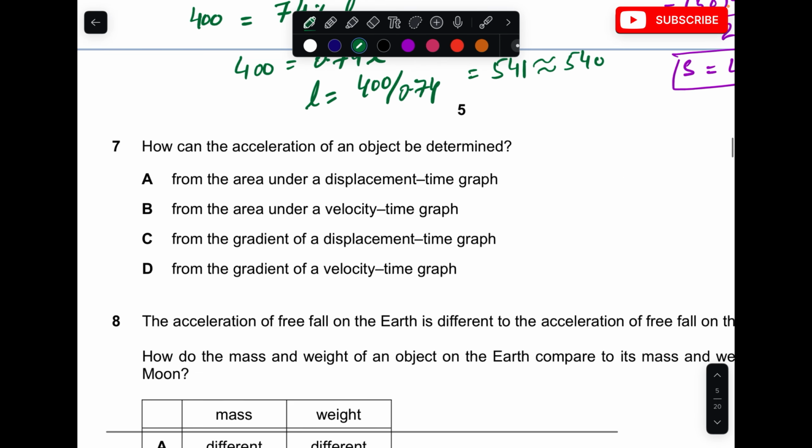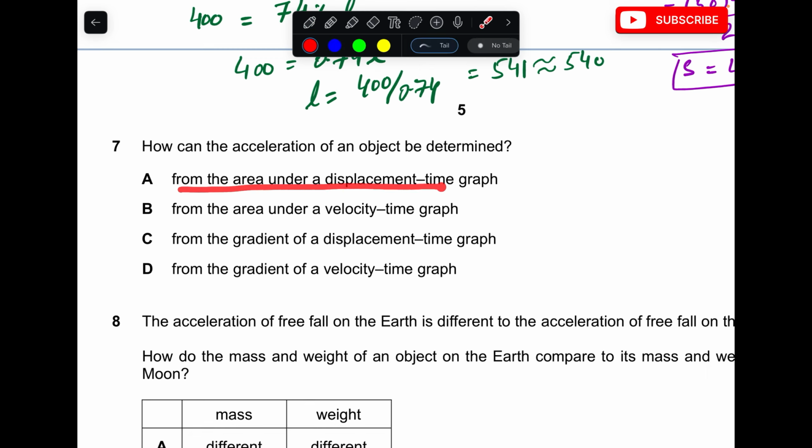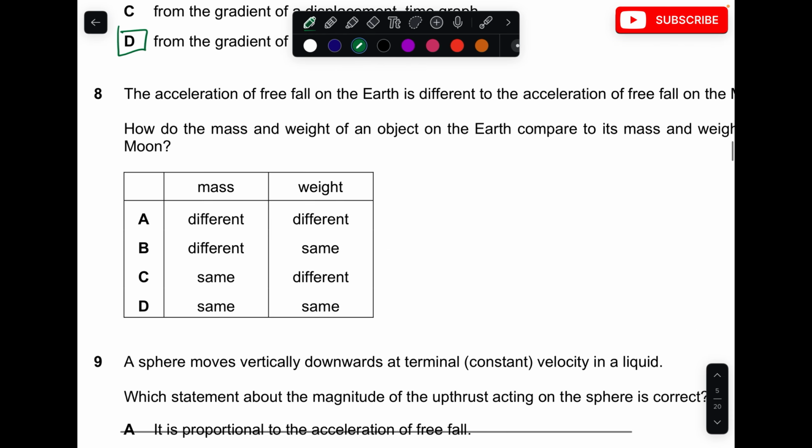Moving forward, question 7. How can the acceleration of an object be determined? Okay, to find the acceleration, in option A they're saying from the area under the displacement time graph, no. From the area of the velocity time graph, no. From the gradient of, yeah, it's option D that is correct. From the gradient of the velocity time graph, you can find the acceleration.